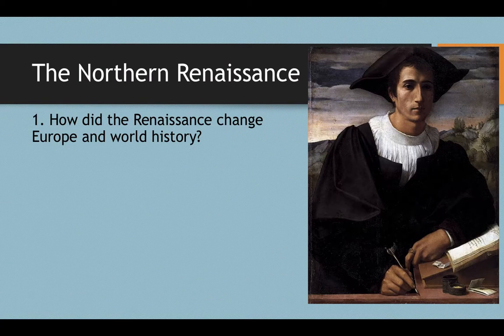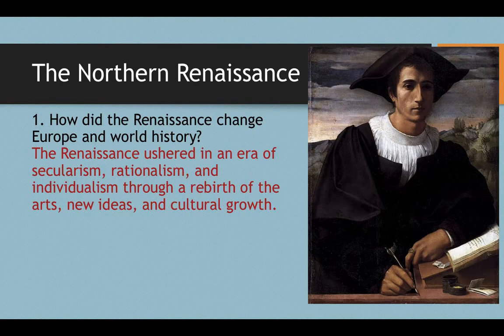So that's the first half of the Renaissance, the Italian Renaissance, and the second half is called the Northern Renaissance because it took place north of Italy. Now, the Renaissance changed Europe and world history in a big way. It ushered in this era of secularism, rationalism, and individual thought, through this rebirth of the arts, of new ideas, and really different types of cultural growth. We talked about the lack of cultural output in the Middle Ages, and that really changed during the Renaissance.